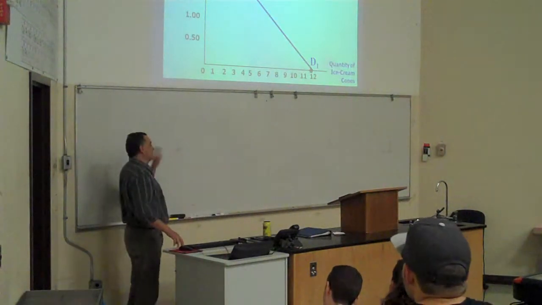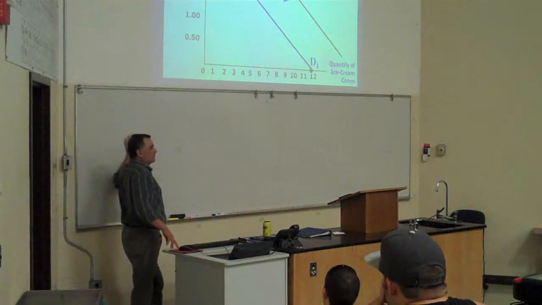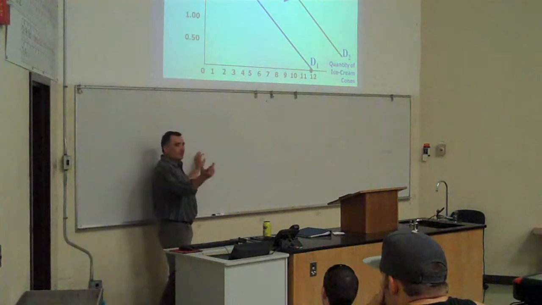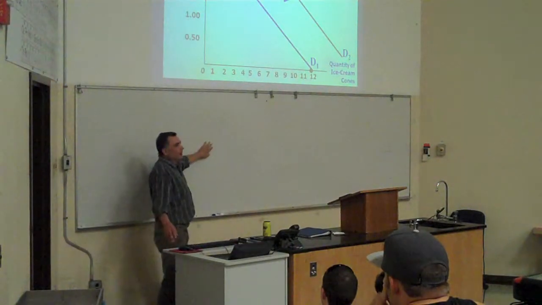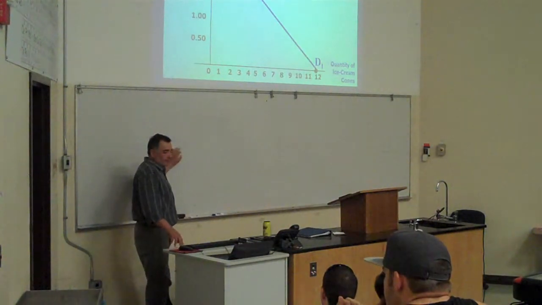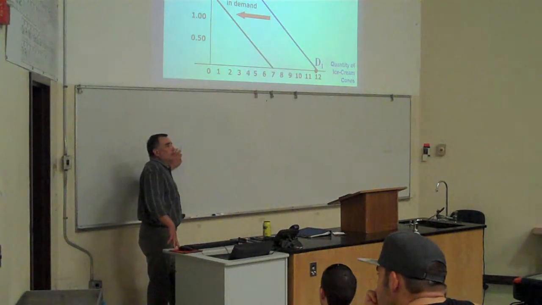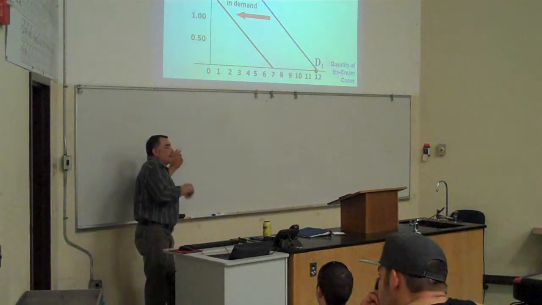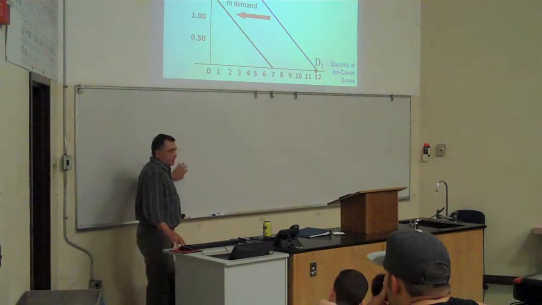Awesome. This is increasing demand for a normal good, and this would be, somebody mentioned cars or steak or pretty much anything you'd buy more of as your income goes up. This is top ramen, bus passes. If your income goes up, you tend to demand less. Or another way, if your income goes down, you'll tend to demand more of these kinds of things.